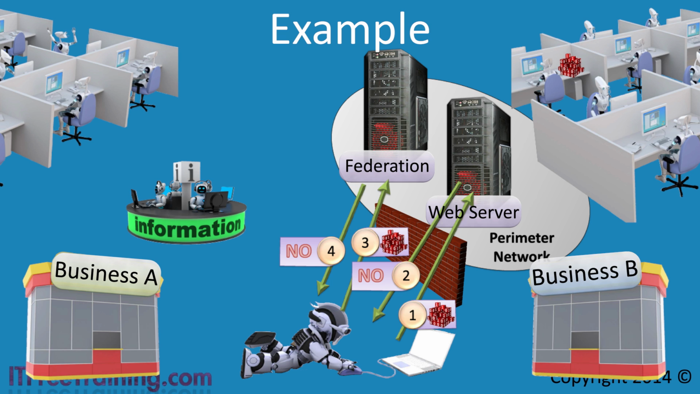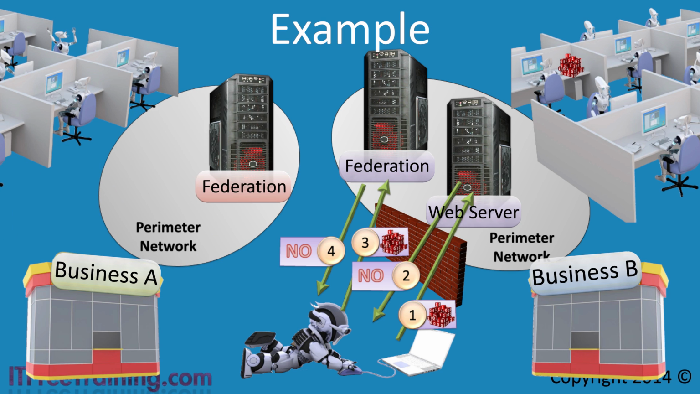In order to get this proof, the user will contact the Federation server in Business A, where they work. Like the other Federation server, this will be on a perimeter or DMZ network, and thus will be separated from the Internet by a firewall. To verify the user is who they say they are, the user will give the Federation server their username and password. The user could be authenticated in any way that you choose. For example, they could be authenticated using smart cards.